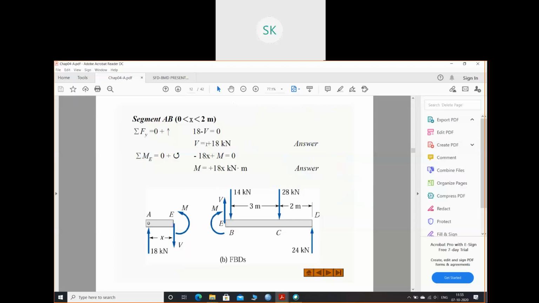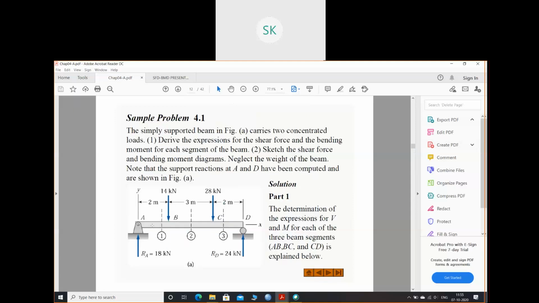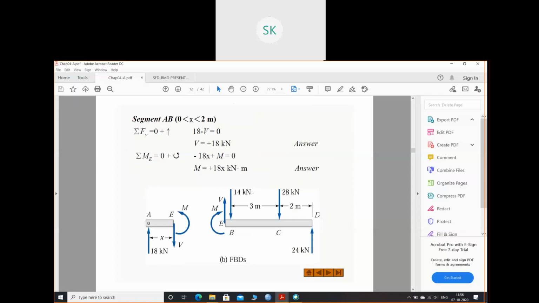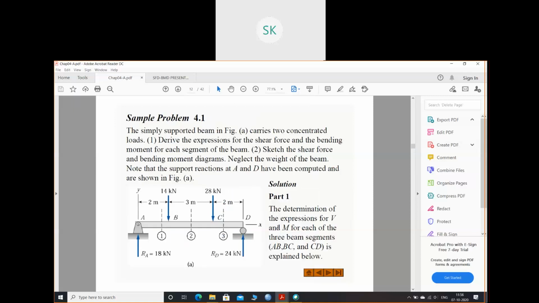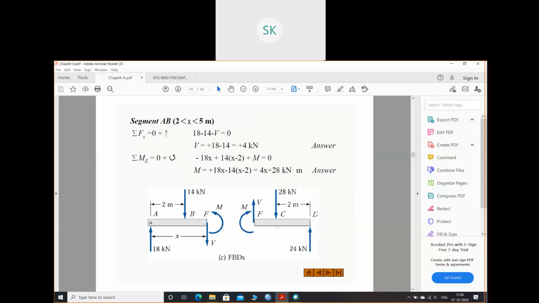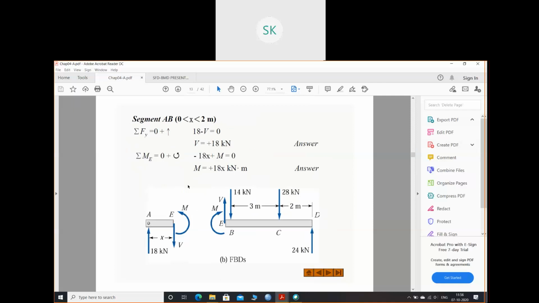For every section, we have to find out the shear force and moment and find these values to draw the shear force and bending moment diagrams. So we have solved this part. Now we'll move to section 2. This will be the free body diagram of my section.